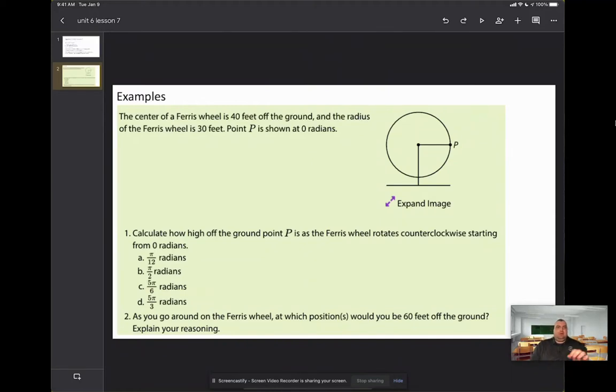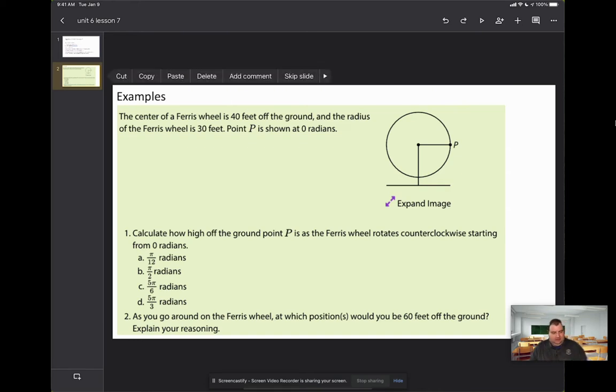Welcome back, everybody. We are up to lesson 7 of unit 6. So let's take a look at our examples here. The center of a Ferris wheel is 40 feet off the ground. Okay. And the radius of the Ferris wheel is 30 feet.